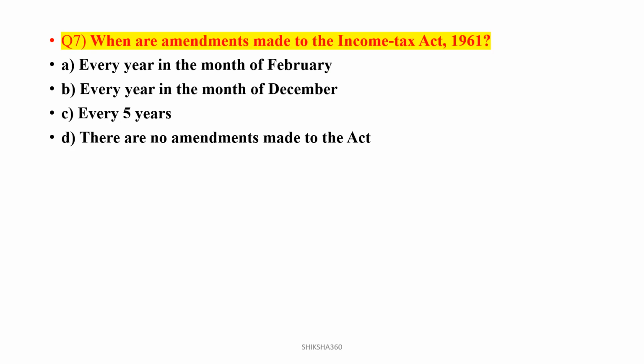Option B, every year in the month of December. Option C, after every 5 years. Option D, there are no amendments made to the act. Clear? So the correct answer is option A, every year in the month of February. Clear? Because the budget is presented in the month of February.